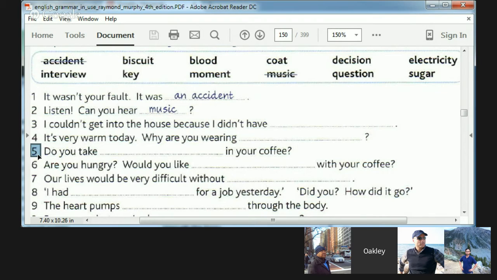Number 5. Do you take sugar in your coffee? Very good. Sugar. Physical objects that have many tiny little parts are uncountable, like sugar, salt, sand, pepper. Okay. Very good.